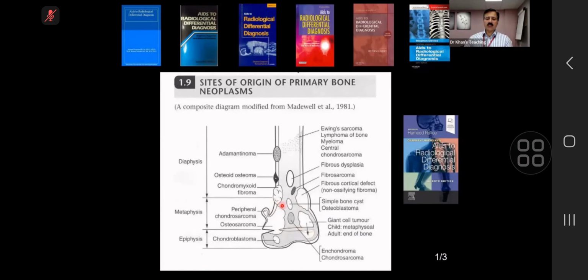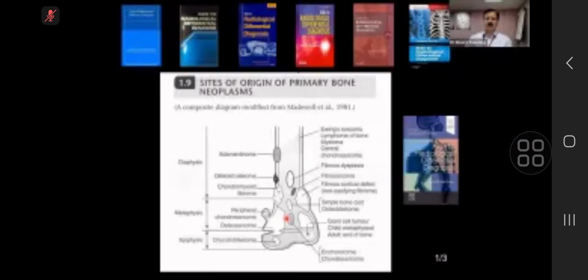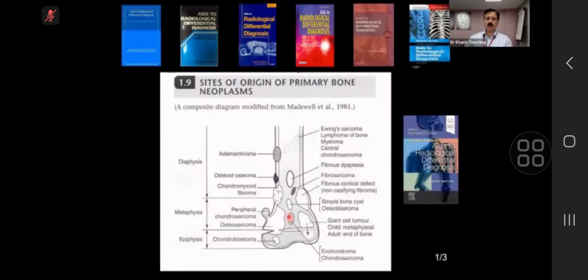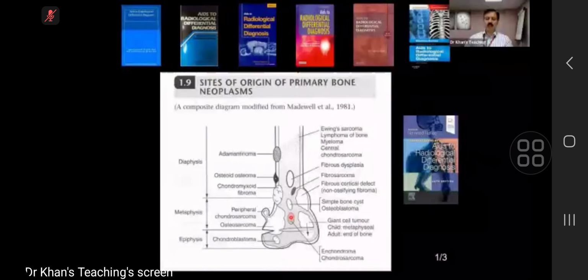Then comes the metaphyses. In the central portion of the metaphyses, there is enchondroma. So remember this. This is enchondroma, which is a cartilaginous tumor. And next to enchondroma, they have written chondrosarcoma. What does it tell you? It tells you that there is malignant transformation of the enchondroma, which can happen. And this is what they are going to ask you. I'm going to teach you shortly. So enchondroma can change to chondrosarcoma.